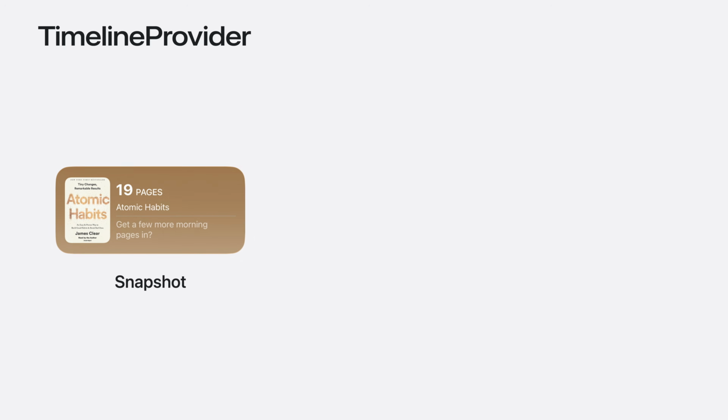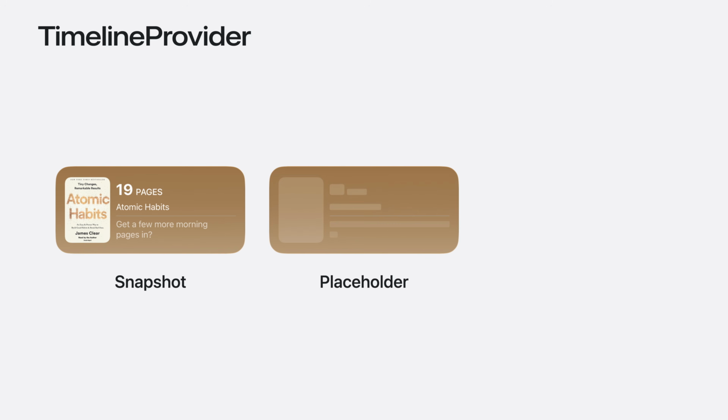Let's have a closer look at what is expected of the timeline provider and how timelines keep widgets relevant. The timeline provider supplies entries to represent 3 separate states for my widget: snapshots, placeholder, and timeline.